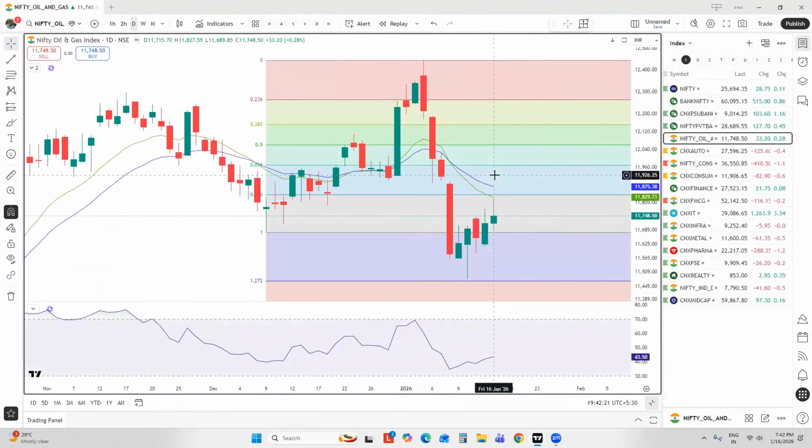Now, oil and gas space. Now let's have a look first at the monthly time frame charts.